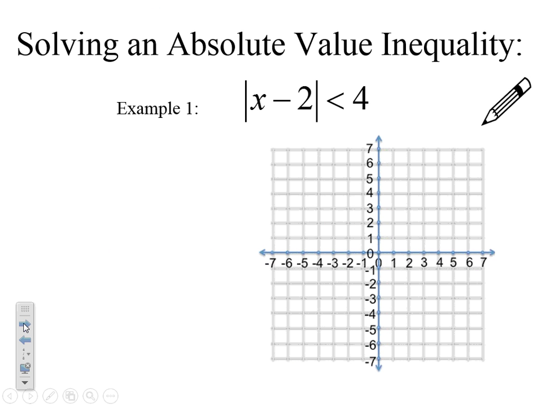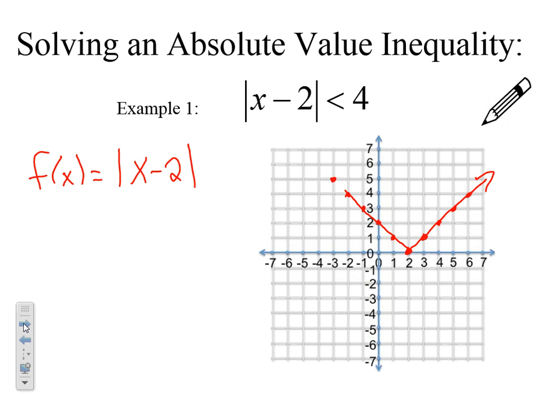If we look at this absolute value inequality, we can think about what we did the other day. If we think about this as f of x equals absolute value of x minus 2, and we graph this, that means we're going to go to the right 2. We have a slope of 1. And our graph is going to look like this.